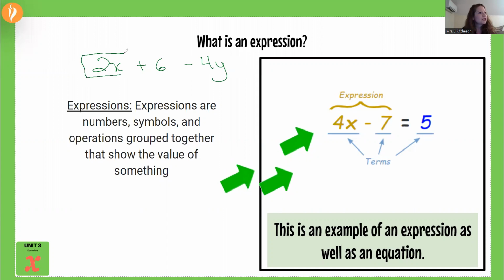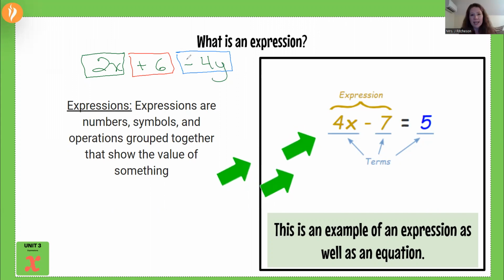So our first term here is 2x. Our second term is a positive 6. So that plus sign separates these terms, but that sign actually belongs to the 6. It makes it positive. And then our last term is a negative 4y. That minus sign separates this term from the rest, but that sign still belongs to this whole term. Okay, so 3 terms, 2x, positive 6, and minus or negative 4y, same thing.